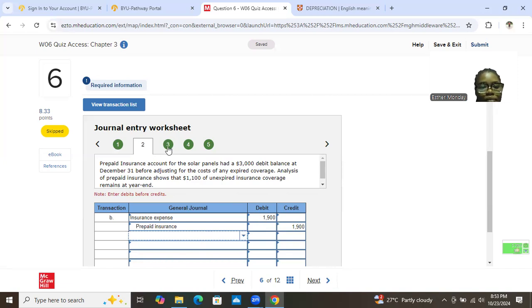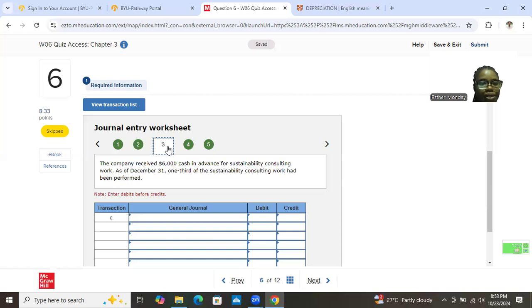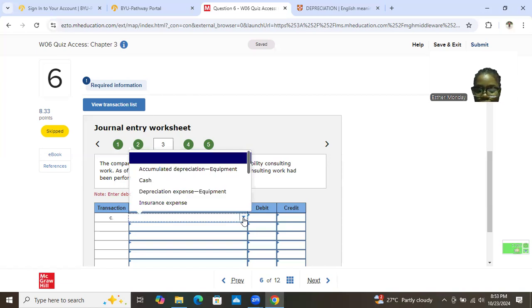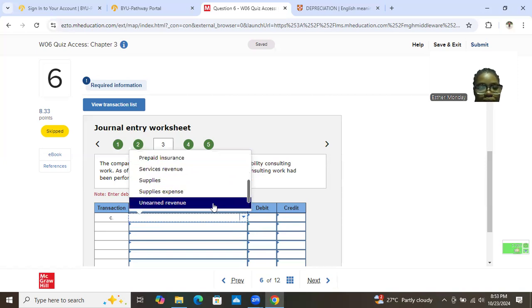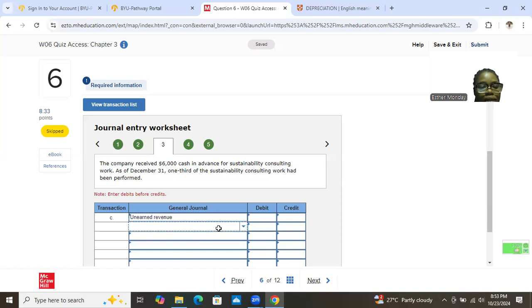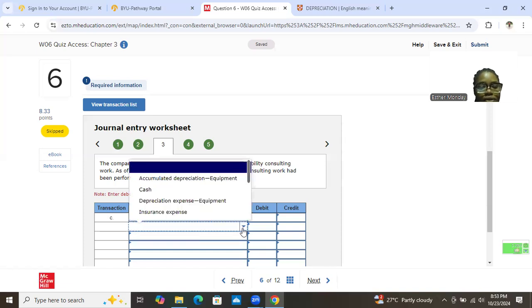And then we come to number 3. Number 3 says that a company receives 6,000 cash in advance for a sustainability consulting work. As of December 31st, 1/3 of the sustainability consulting work has been performed. So we are now going to put down our unearned revenue and then our service revenue here.